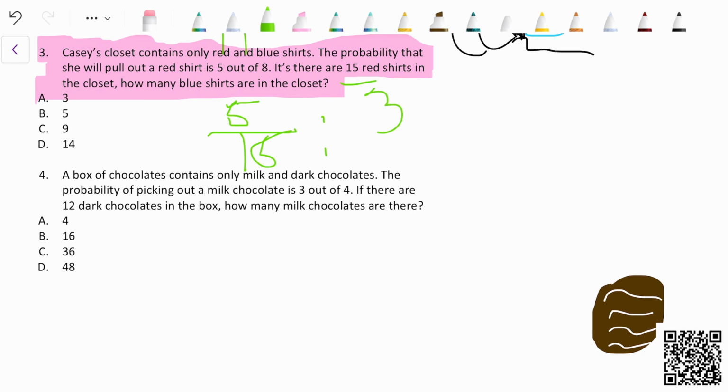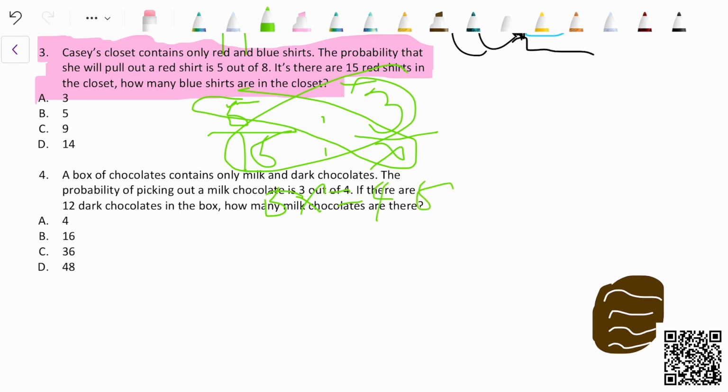So, following the same logic, 3 out of x would be how many blue shirts are in the closet. And using the butterfly method you learned in 4th grade, we've got 5 times x and 3 times 15. 3 multiplied by 15 is 48. And 5x would equal 48. So 5x equals 45, sorry. 3 multiplied by 15 is 45. I'm so sorry.